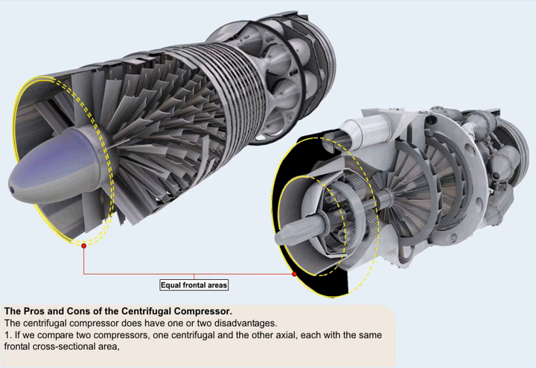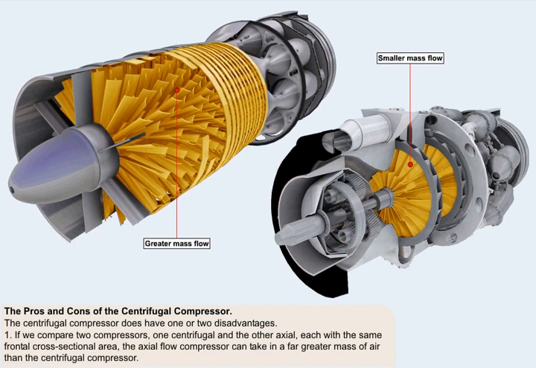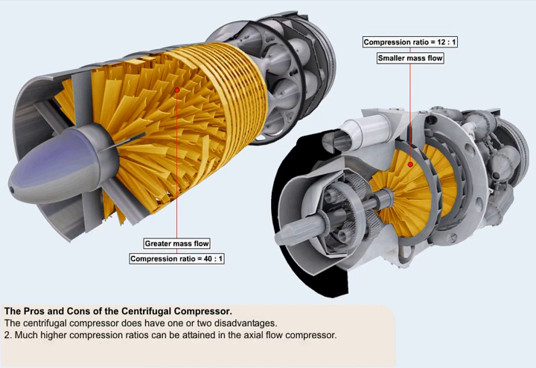Firstly, if we compare two compressors, one centrifugal and the other axial, each having the same frontal cross-sectional area, we would, first of all, find that the axial flow compressor can take in a far greater mass of air than the centrifugal compressor, and secondly, that much higher compression ratios can be attained in the axial flow compressor.